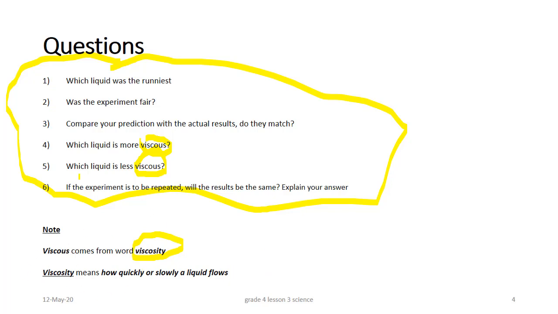So that's it. If you have any questions, you can always ask. So do the experiment. Please make sure you do it accordingly by following all the procedures. Make sure you have all the materials. Enjoy the practical. Thank you.